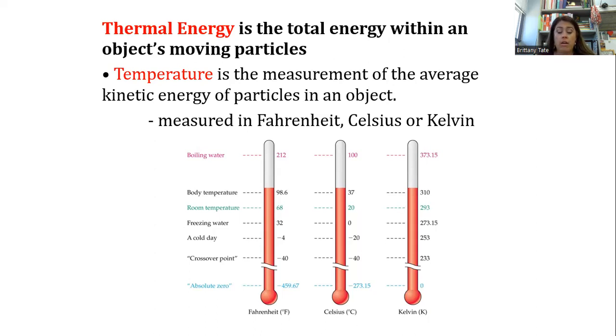And it's measured in Fahrenheit, Celsius, and Kelvin. So we mainly like to measure it in Celsius and then sometimes in Kelvin.